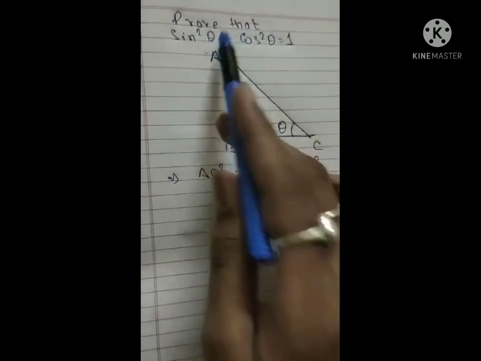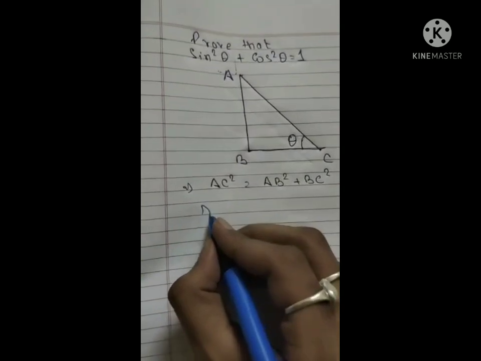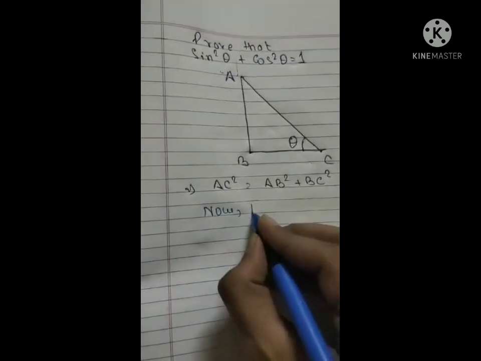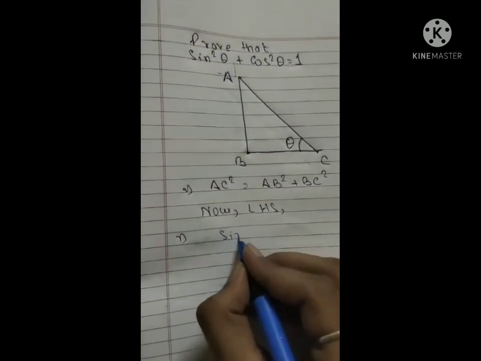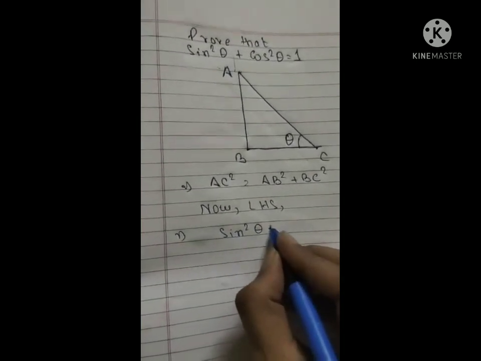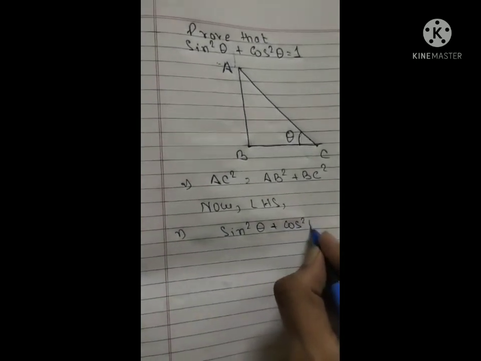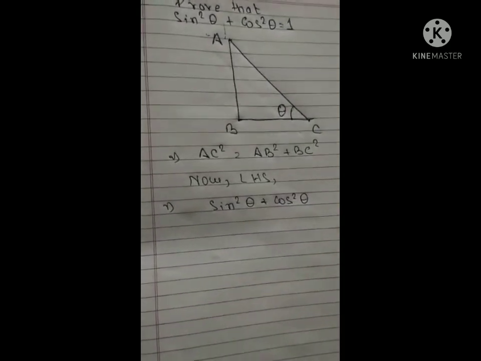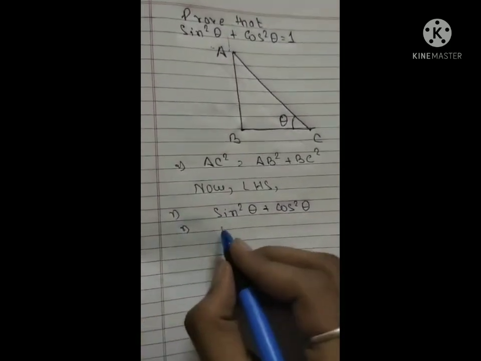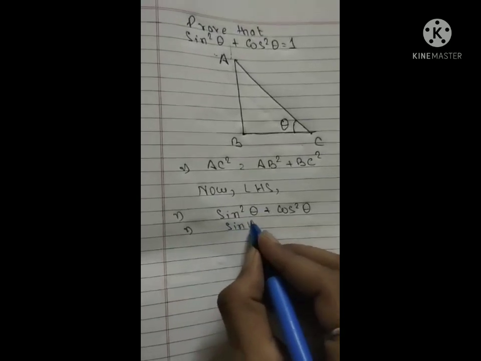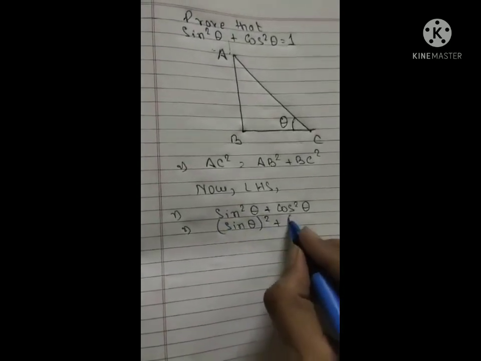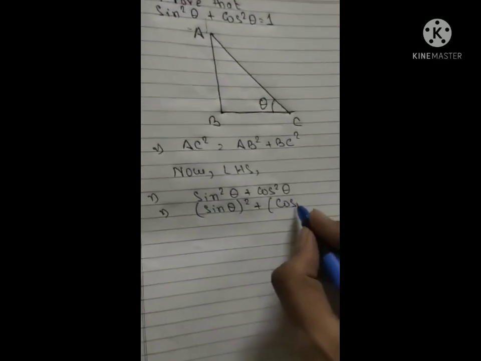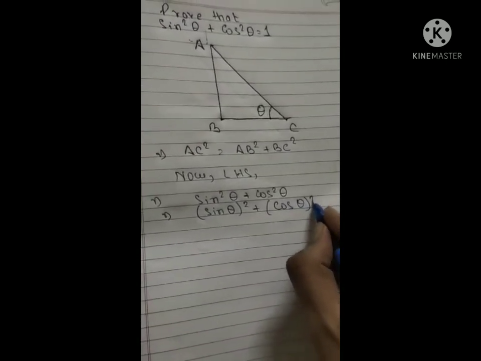Now take this equation. So LHS is sin square theta plus cos square theta. See, sin square theta can be written in the form sin theta whole square. Also in the same way cos square theta can be written in the form cos theta whole square.